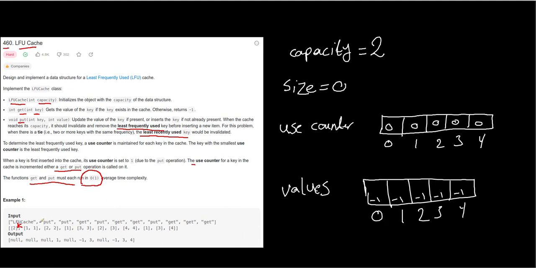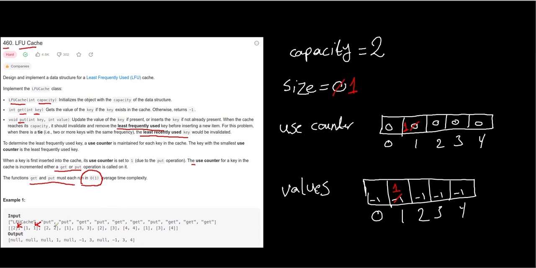Now let's take the first call, put 1, 1. Now the size is 0, which is less than the capacity. That means we can insert this 1, 1, and key 1 is not inserted yet because the value is -1 and the count is 0. So now we can insert it and set the value to 1, and the counter will be increased to 1, and up to now we have 1 key inserted.